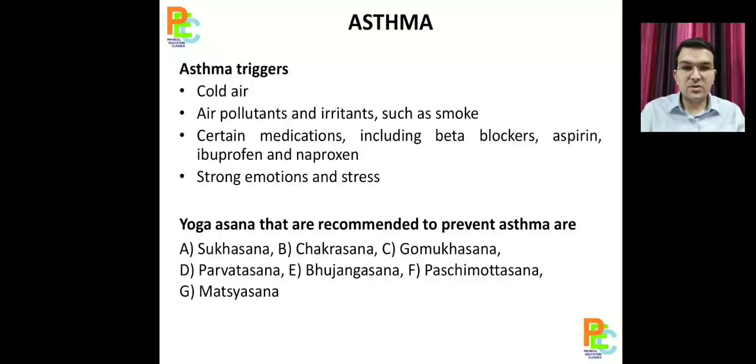And then strong emotional stress, a psychological reason, which can trigger asthma. And the asanas which can prevent asthma are Sukhasana, Chakrasana, Gomukhasana, Parvatasana, Bhujangasana, Paschimottanasana and Matsya asana.